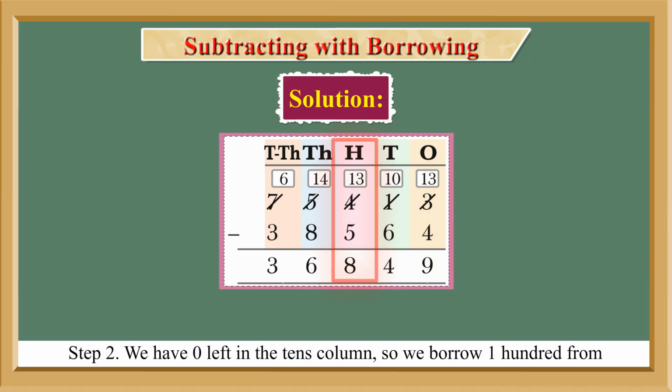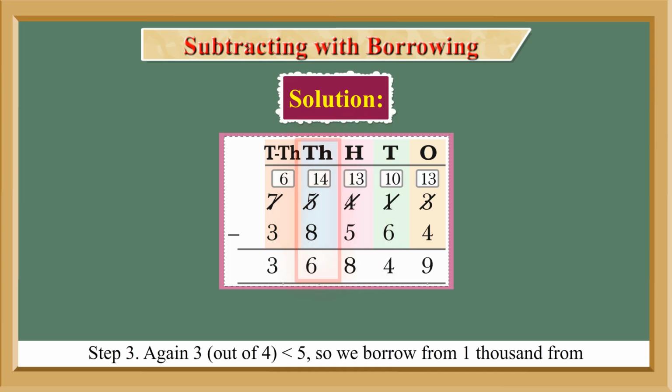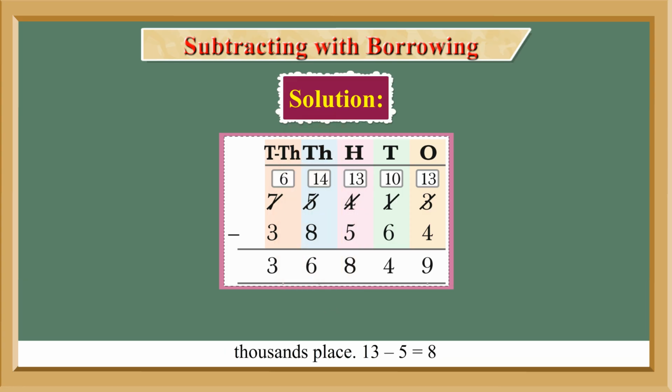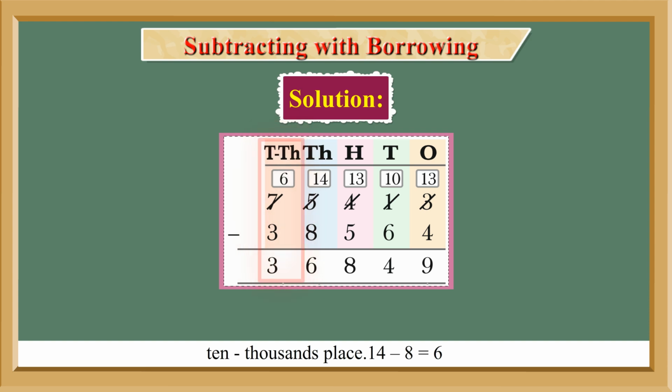Step 2. We have 0 left in the tens column, so we borrow 100 from hundreds column. 10 minus 6 is equal to 4. Step 3. Again, 3 out of 4 is less than 5, so we borrow 1000 from thousands place. 13 minus 5 is equal to 8. Step 4. Since 4 is less than 8, we borrow 10,000 from ten thousands place. 14 minus 8 is equal to 6.